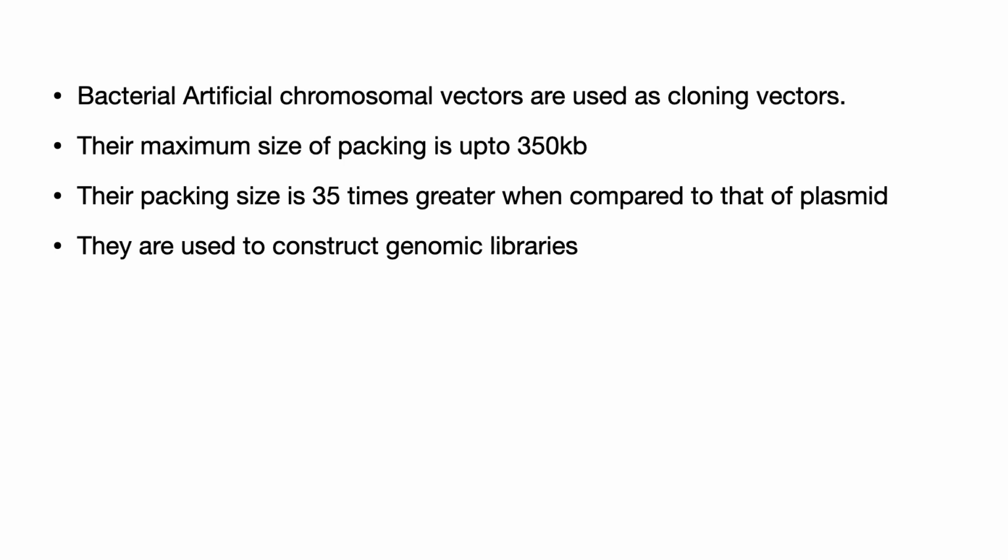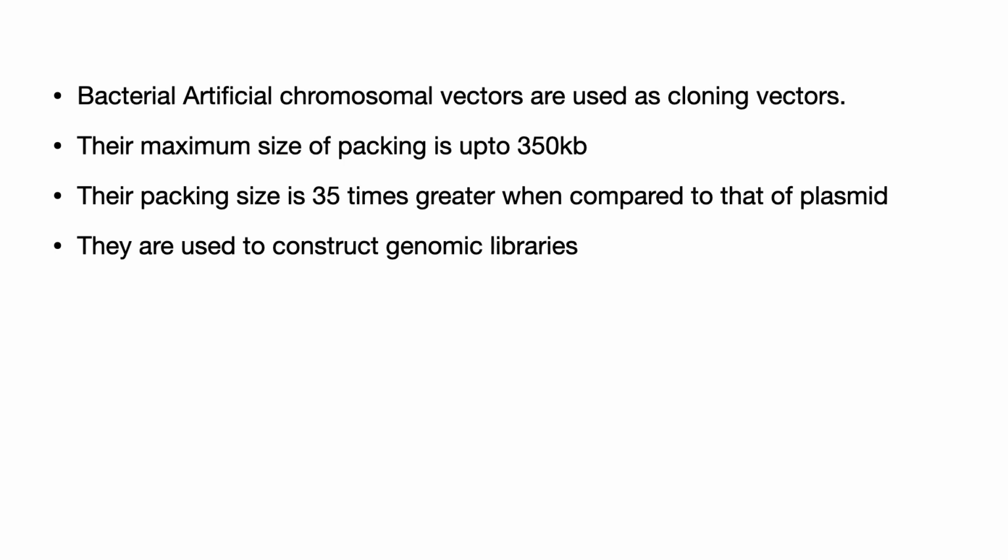Their maximum size of packing is up to 350 kb. They have an advantage over non-chromosomal vectors like plasmid due to their high packing size. When compared to plasmid, BAC packing size is 35 times greater. Hence, the advantage of high packing size is used to construct genomic libraries.